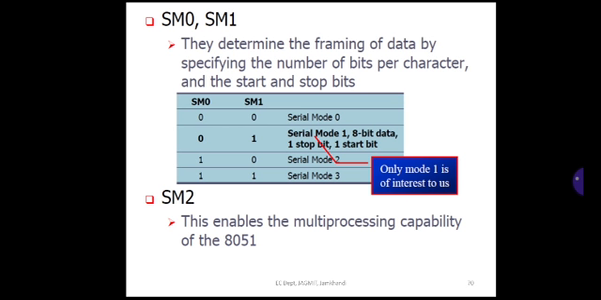They determine the framing of data by specifying the number of bits per character and the start and stop bits. So 00 is mode 0, 01 is serial mode 1, 10 is serial mode 2 and 11 is serial mode 3. As we have already discussed, out of these 4 serial modes, only mode 1 we are interested in, because the others are very rarely used.